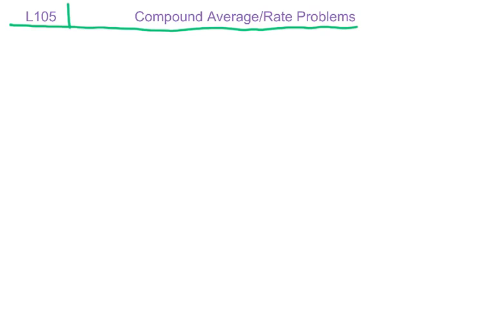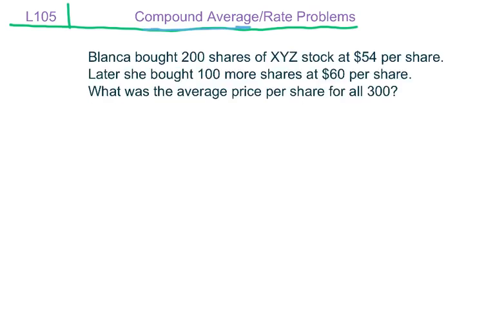Let's dive in. L105, compound average and rate problems. So we're going to deal with compound average first, and the most important thing is that you never want to make this mistake of doing the average of the average. So, for example, here it says Blanca bought 200 shares of XYZ stock at $54 a share. Later, she bought 100 more shares at $60. She really believes in this company. What was the average price per share for all 300?